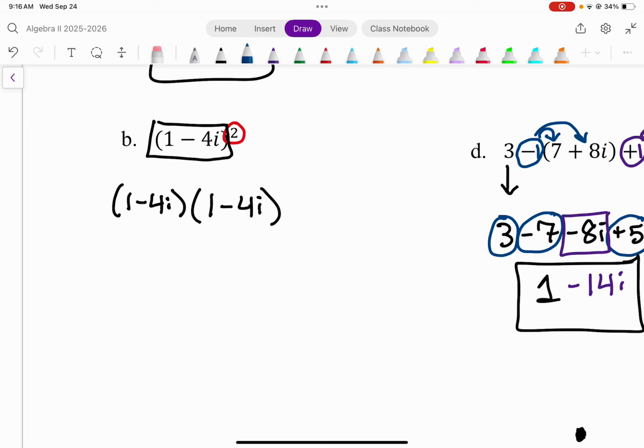So you're going to take this first term and multiply it by the first term here. So 1 times 1 is 1. Then we're going to take the outside term, so 1 times negative 4i. Don't forget to include that negative.